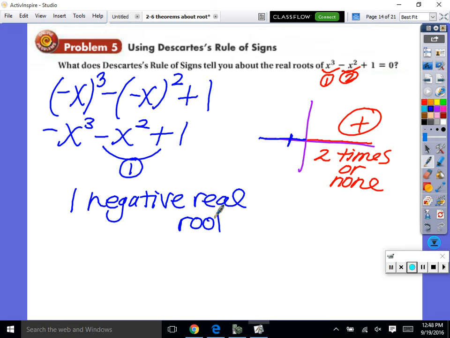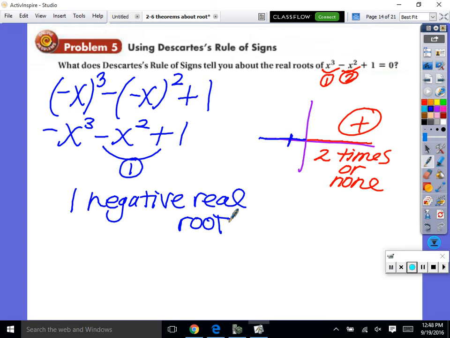We know for a fact we have 1 negative real root. Now that helps us, because when testing with the rational roots, since I know there's 1 negative real root, I'm going to test all my negatives first. But it could be an irrational root, so it might not be one of our possibilities, but that just helps me narrow it down. Does that make sense, everybody?